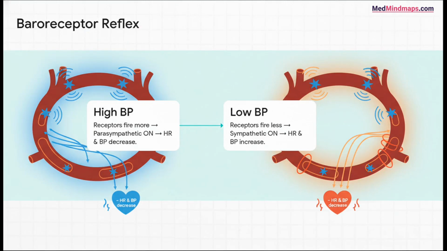Think of the baroreceptor reflex as the body's rapid response team, its internal BP thermostat. You've got these sensors in your carotid arteries and your aorta that are constantly monitoring pressure. If the pressure creeps up too high, they fire off signals to the parasympathetic system to chill things out, lower the heart rate, open up the vessels. If pressure drops, they fire less, which kicks the sympathetic system into high gear to speed up the heart and clamp down on vessels. It's just this elegant, instantaneous feedback loop.